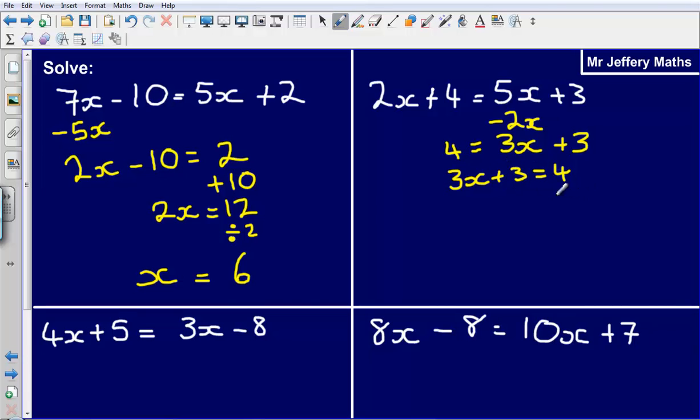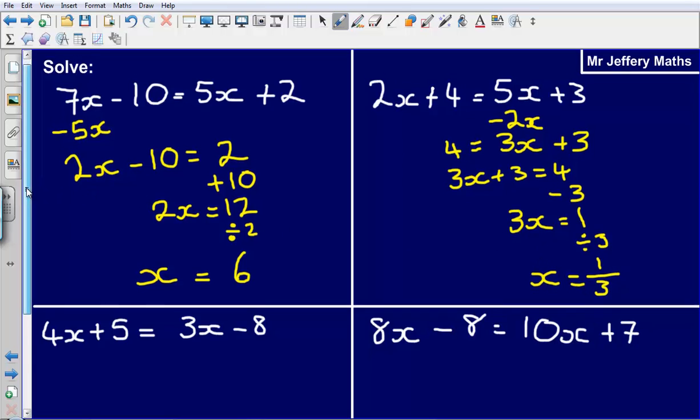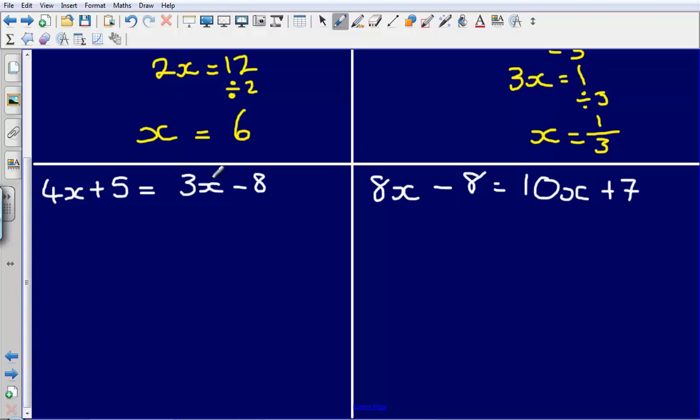To get rid of this plus 3, I'm going to subtract 3. Then I'm going to have 3x is equal to 4 minus 3, which is 1. And so 3 multiplied by a number is equal to 1. To get rid of that multiplied by 3, to undo it, I'm going to do the opposite, which is divide by 3. So I can say that x is equal to 1 divided by 3, which I can just write as 1/3.